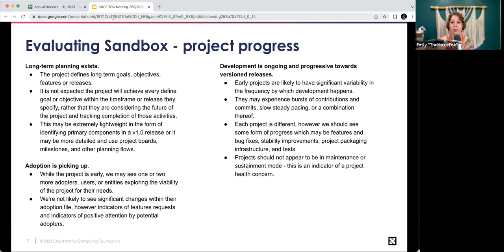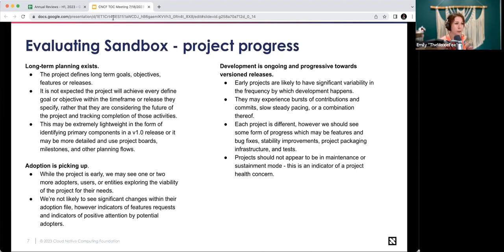So if everyone is good, I'd like to go through and discuss them and see if these make sense, and then also see if there's anything that is missing or if we need to try this a different way. So the first one is long-term planning. A lot of sandbox projects come to us when we accept them into the CNCF with a roadmap or some indicator of what it is that they're doing. I think it's reasonable to expect that the sandbox projects would still be sustaining and maintaining that long-term planning and roadmap that they have.